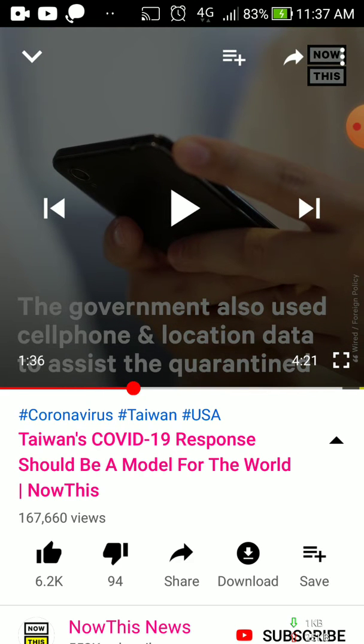好，这边 The government should also use the cell phone and location data to assist the quarantined. 好，我们第二句写这个 The government also used the cell phone and location data to assist the quarantined. OK，这边呢 The government used the cell phone and location data. 好，这边呢像这个 GPS 就是 location data to help with the quarantine.